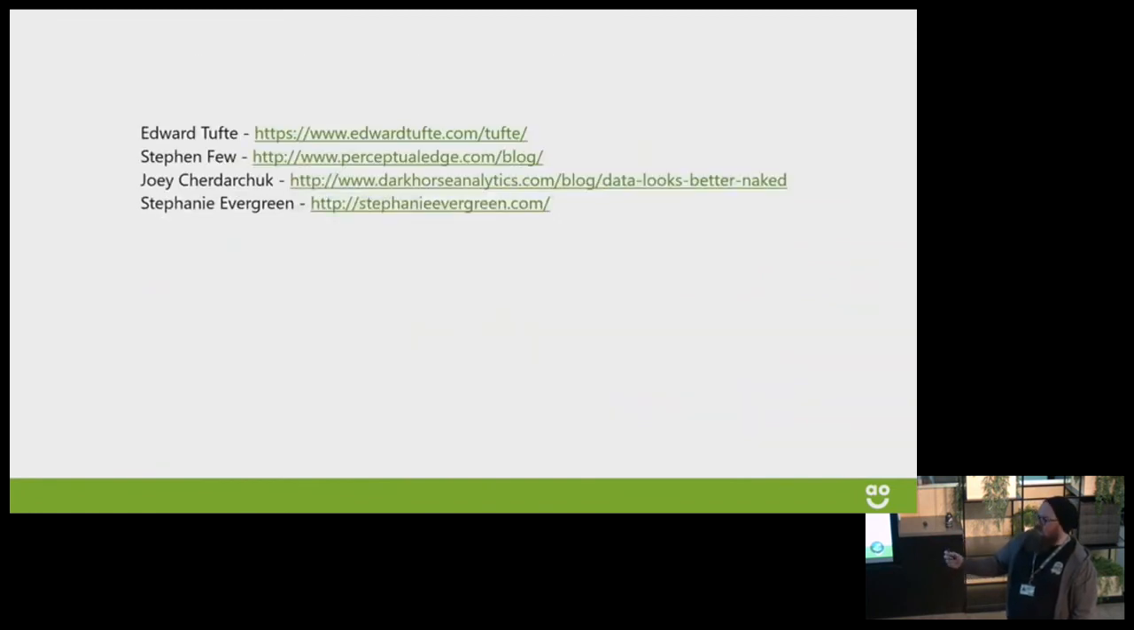Some further reading, because I know you're all going to be going away from this talk as really big data visualization enthusiasts. Edward Tufte, his website's really good. Stephen Few has written a couple of really good books as well. His blog, Perceptual Edge, is awesome. Dark Horse Analytics is Noah Iliinsky's company, and his Data Looks Better Naked blog is really good. And then Stephanie Evergreen runs a data visualization consultancy, and there are loads of really great resources on her website too. So pretty much everything you've seen tonight hasn't just been stuff that I've made up. It's stuff that I've gone away and read up on and gotten enthusiastic about.